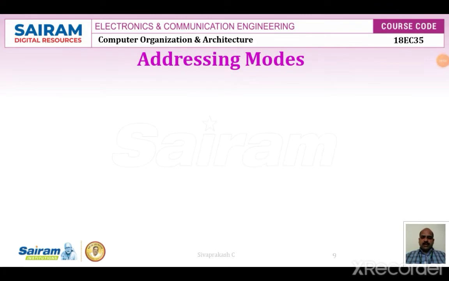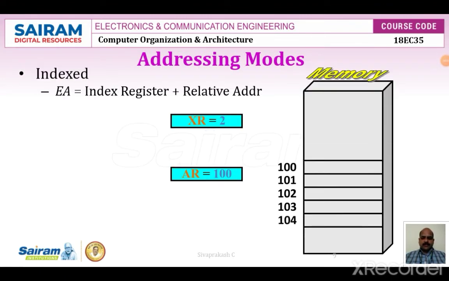Next we are seeing indexed addressing. In indexed addressing, the effective address is equal to the index address plus the relative address. The index address has some value and the relative address has some value. The sum of both is taken as an address, and from that address we get the data. This data is output as the outcome of this particular addressing mode.